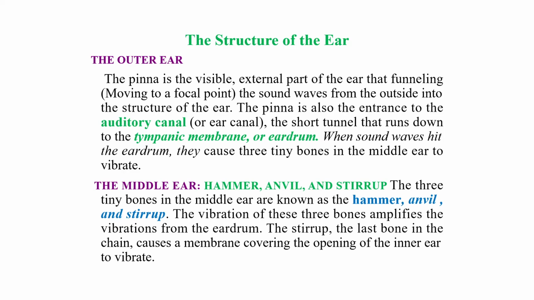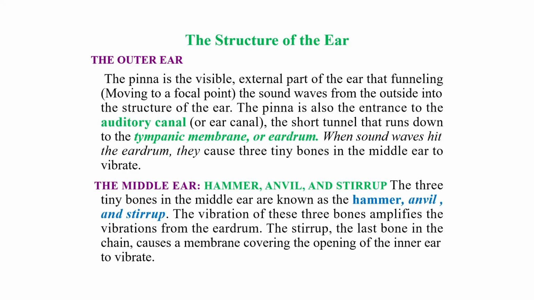The outer ear. The pinna is the visible external part of the ear that funnels the sound waves from the outside into the structure of the ear. The pinna is also the entrance to the auditory canal, the short tunnel that runs down to the tympanic membrane or eardrum. When sound waves hit the eardrum, they cause three tiny bones in the middle ear to vibrate. So, the outer ear is composed of the pinna, auditory canal, and tympanic membrane or eardrum.